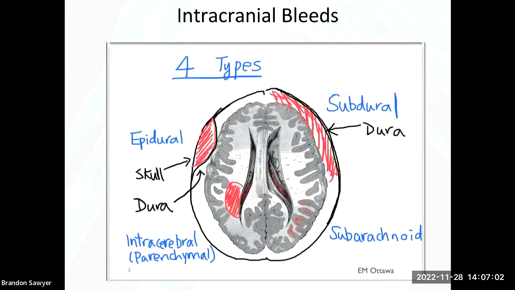So if we look at different types of intracranial bleeds, most of them are named based on the meninges and where they're located. An epidural bleed would be outside of the dura mater, right? A subdural bleed or subdural hematoma would be underneath, between the dura mater and the arachnoid mater. Then there's a subarachnoid bleed, which is in that space I was just showing you. And if we get below the pia mater, then it's called an intracerebral bleed or a parenchymal bleed, which is actually in the brain tissue.